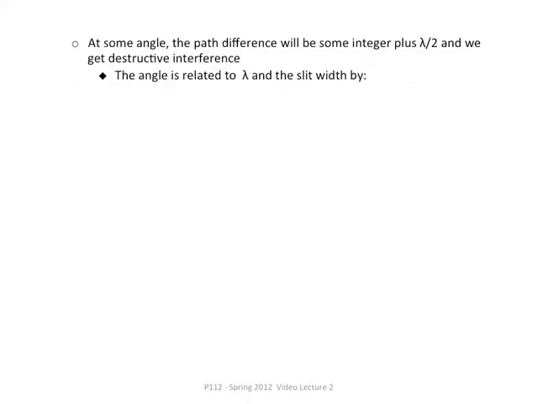So the angle at which we get this destructive interference is related to the wavelength of light coming through and the width of the slit by this equation. We take the path length difference, and in this case we're just going to set it equal to half a wavelength.